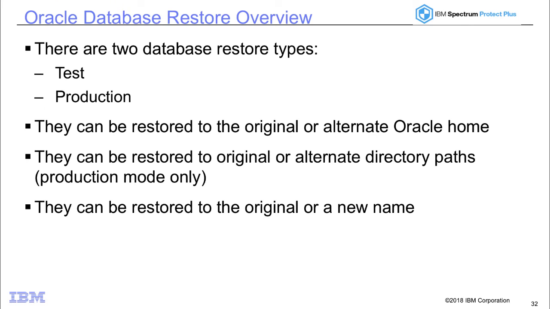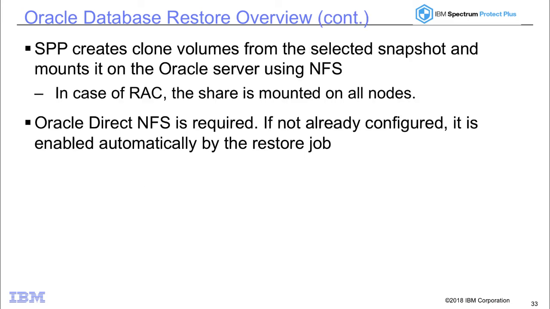The restores for Oracle databases are very similar to SQL Server. There are two database restore types, test and production, and we're going to go over what each one of those mean. Basically, test leaves the database on the VSnap server, production copies the database back. They can be restored to original or alternate Oracle home and original or alternate directory paths for production. And you can rename an Oracle database if you choose to.